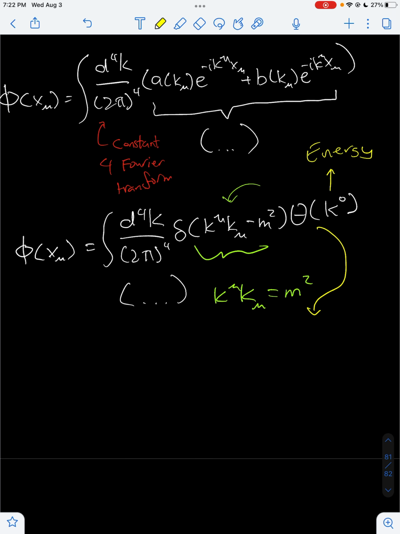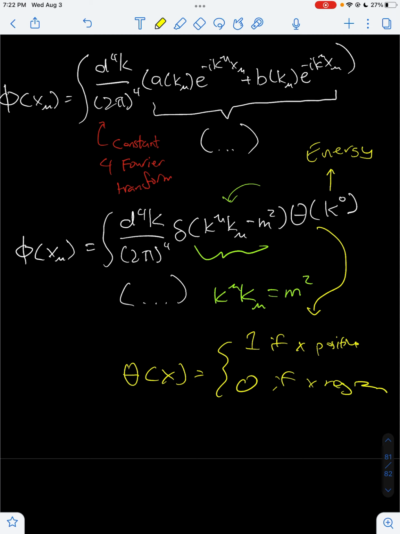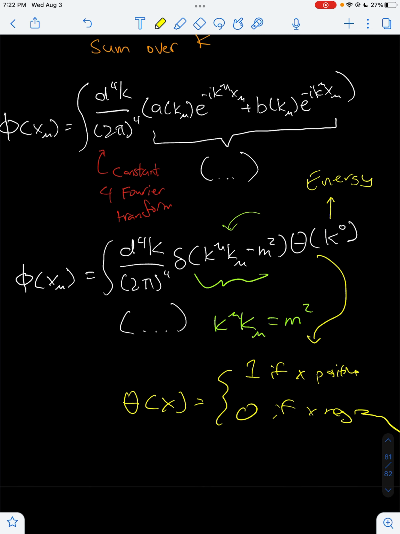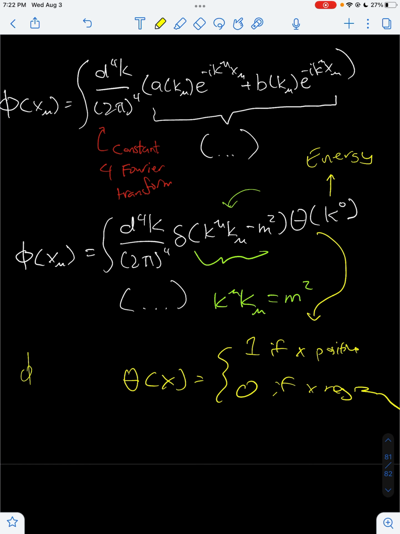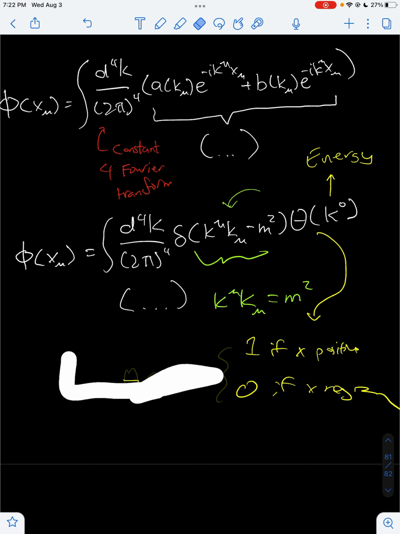So remember that this is just 1 if x is positive, and 0 if x is negative. So this just tells us that if a particle has a negative energy, the field is 0, so the particle does not exist. And if it does have a positive energy, our function is just 1. So that's why we use the Heaviside function there.